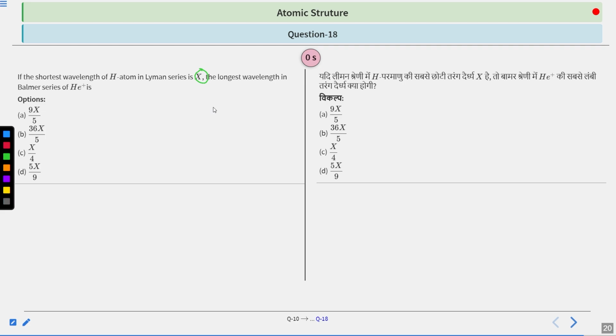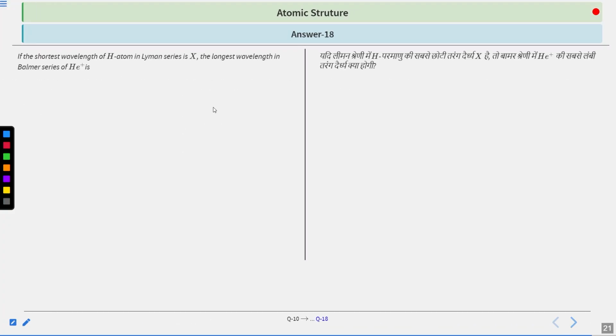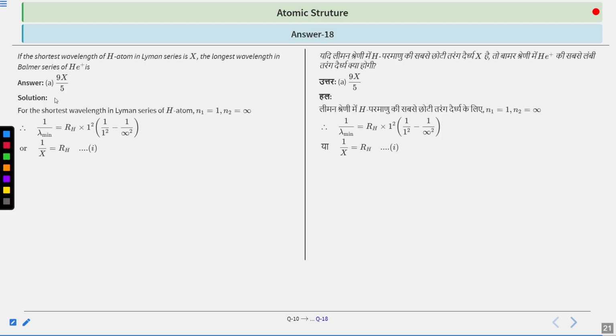Okay, now let us see the solution, how we can solve it. First of all, let us try to understand the question. It is given that the shortest wavelength value is x, and you have to calculate the longest wavelength. The correct answer is A, which is 9x by 5. Now let us see the explanation.